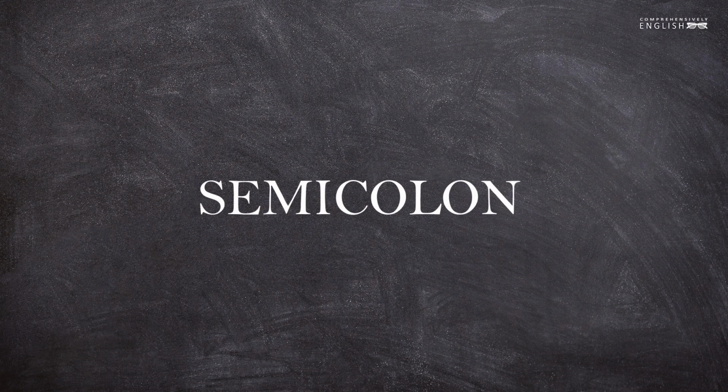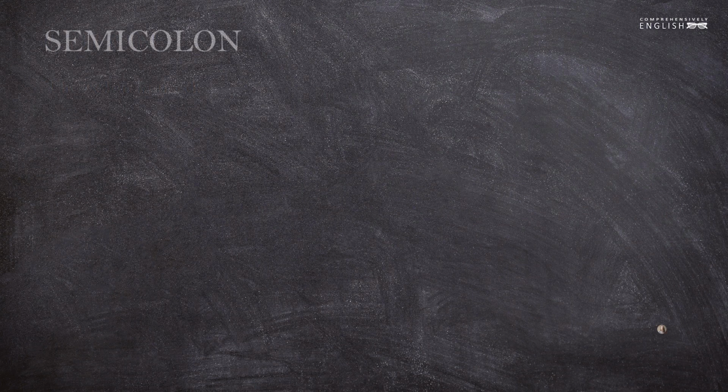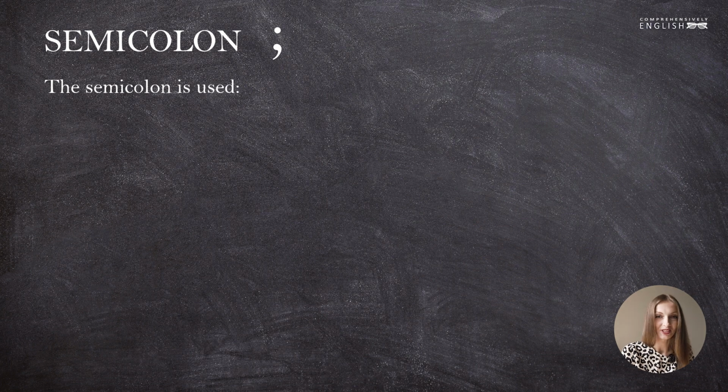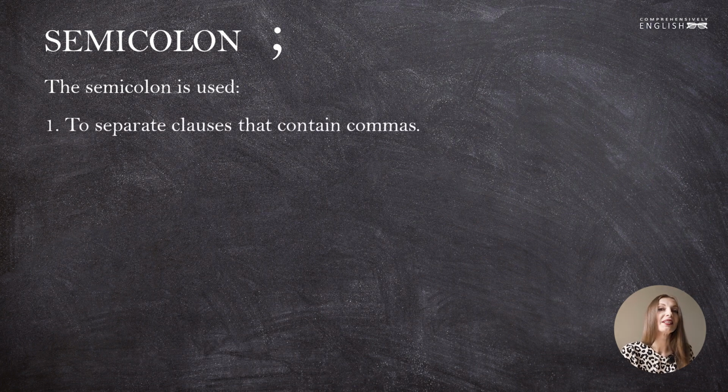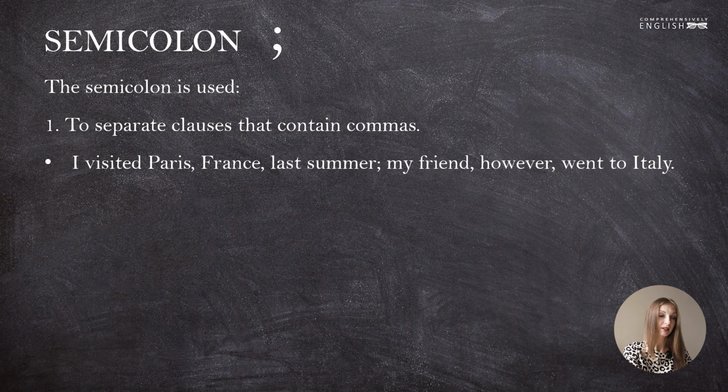Another punctuation mark that we use to divide our sentences into parts is the semicolon. The main application of the semicolon is when we already have commas in a sentence and we want to divide our sentence into parts, but these parts will have commas in them. I visited Paris, France last summer. My friend, however, went to Italy.